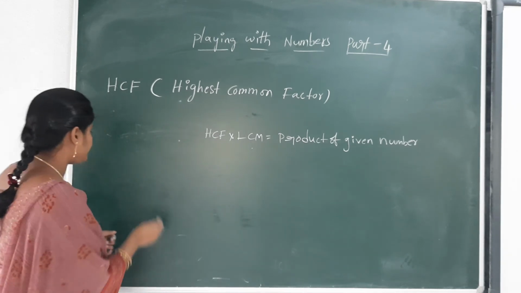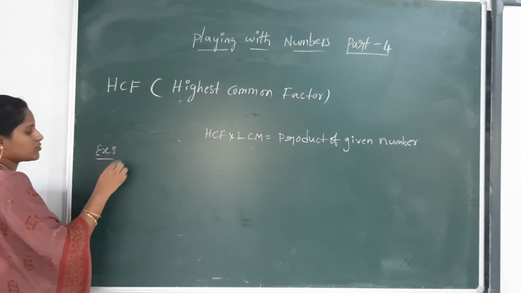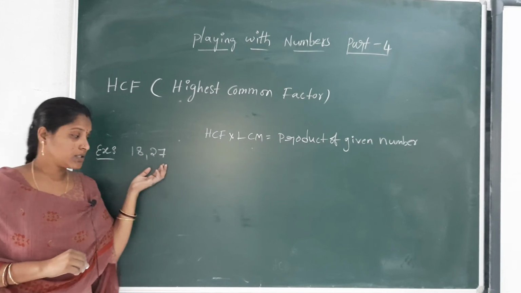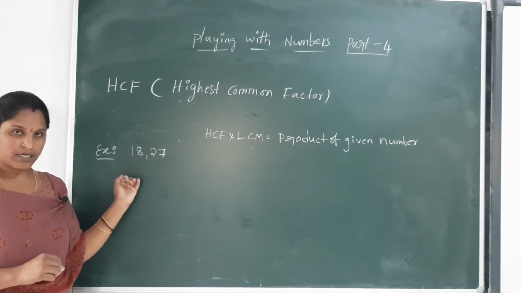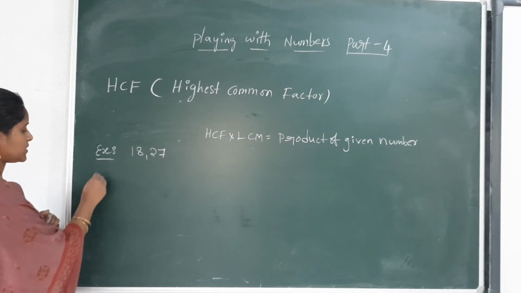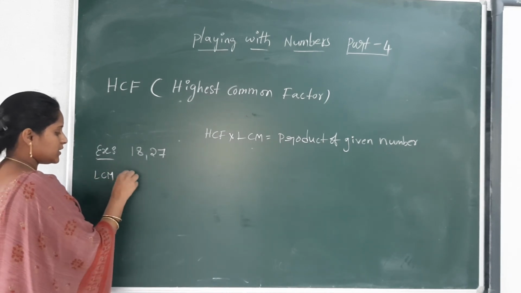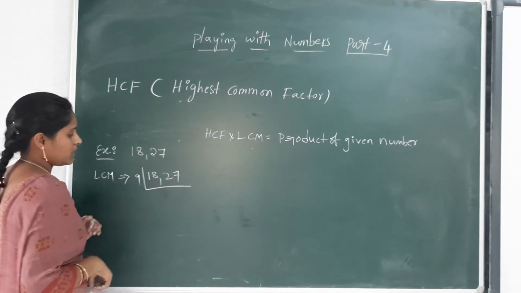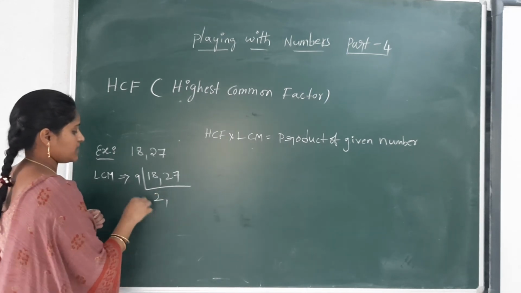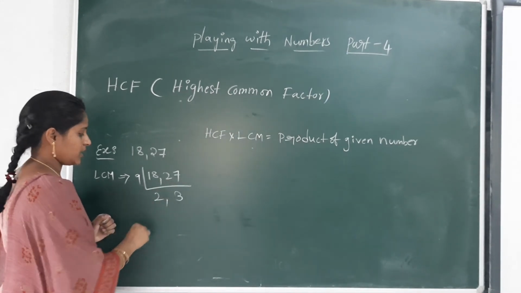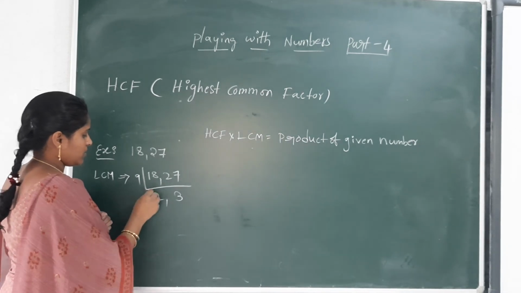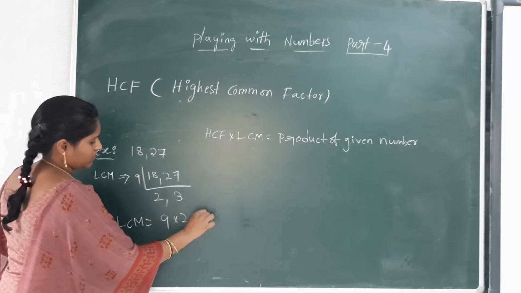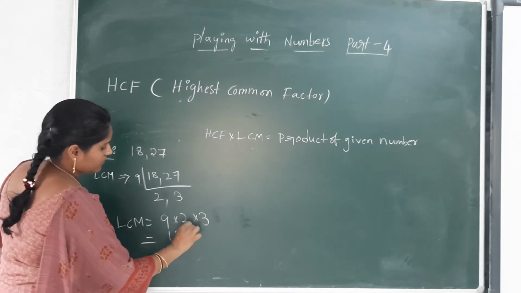For example, we have considered two numbers, 18 and 27. First we are going to find the LCM and HCF for these two numbers. First the LCM by using the division method. 18 and 27, we take the 9 table here, in this 2 times, in this 3 times. Finally the LCM is the product of all the factors, 9 into 2 into 3.